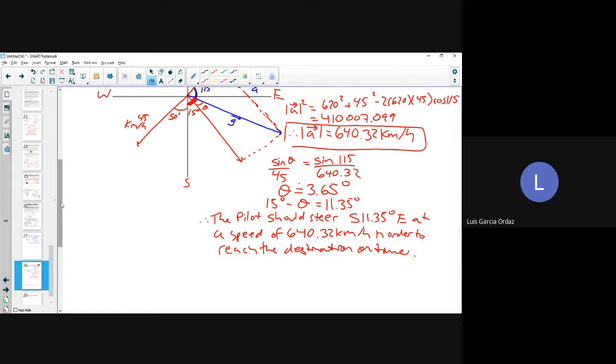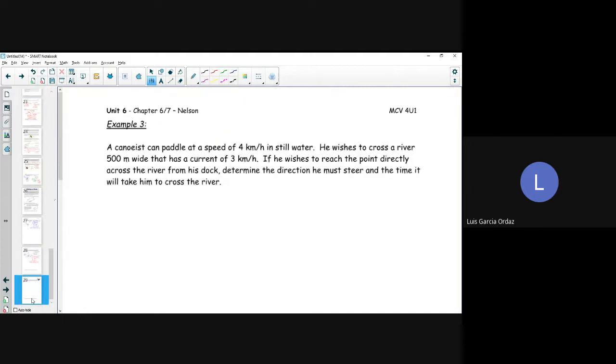So example 3 is pretty easy. I want you guys to do that on your own. I'll just read the question. A canoe is paddled at a speed of 4 kilometers per hour in still water. He wishes to cross a river that is 500 meters wide that has a current of 3 kilometers per hour. If he wishes to reach the point directly across the river from his dock, determine the direction he must steer and the time it will take him to cross that river.